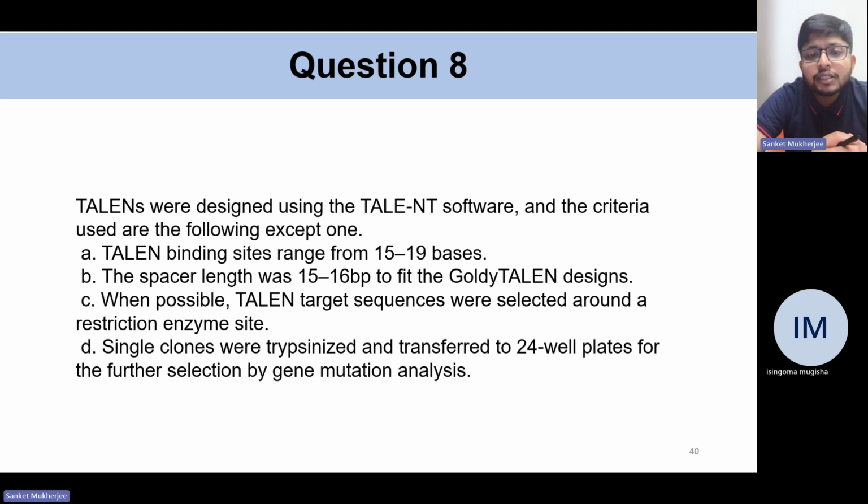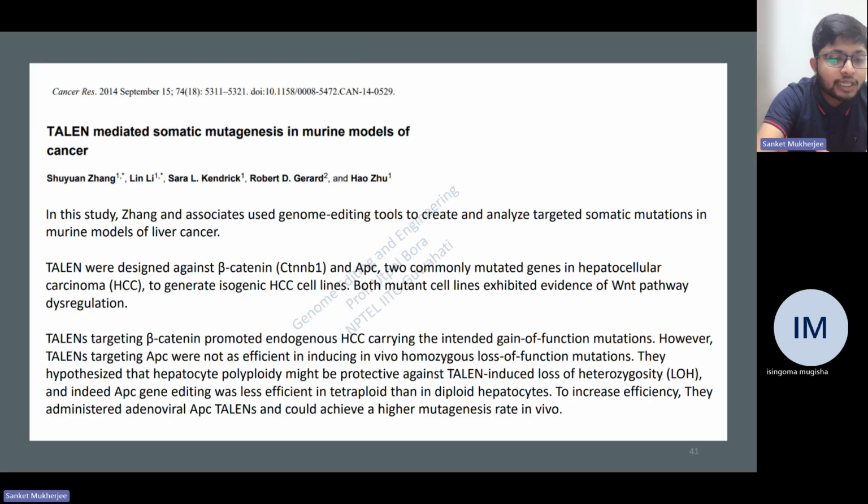TALENs were designed using the TALE-NT software, and the criteria used were all the following: TALEN binding sites range from 15 to 19 base pairs, spacer length was 15 to 16 base pairs, and when possible, TALEN target sequences are selected around a restriction enzyme site. But it was not that the single clones were trypsinized and transferred into a 24-well plate for the further selection by gene mutation analysis. So that's all about today's questions.